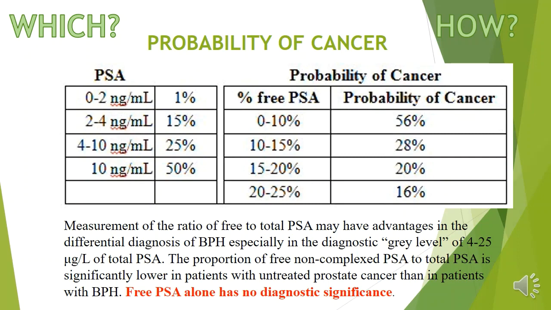If the percentage free PSA is 0 to 10%, there is a 56% chance of cancer. But if it is more than 25%, there is hardly any chance of cancer; most probably it is a benign condition. If it is 20 to 25%, there is a 16% chance, and the lower it is, the greater the chance of cancer. Please remember that: if it is higher, the chance of benign disease, that is BPH, is more; if it is lower, there is more probability of cancer. Lower the percentage, higher the probability of cancer. If percentage free PSA is 10 to 12%, there is a 56% chance of cancer.